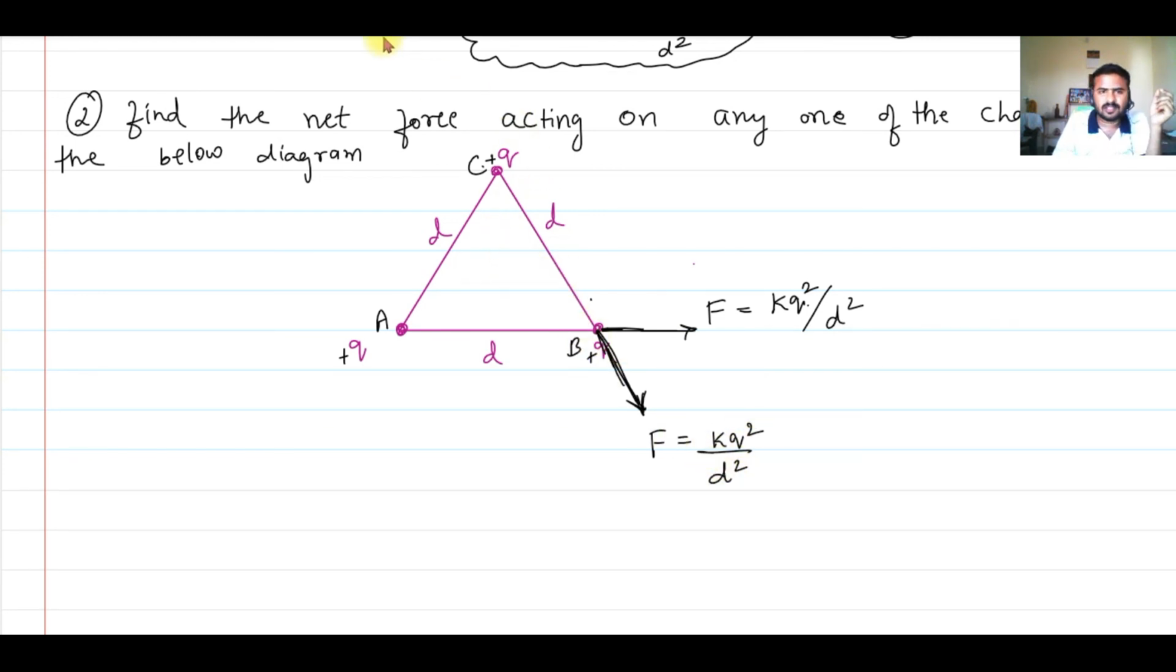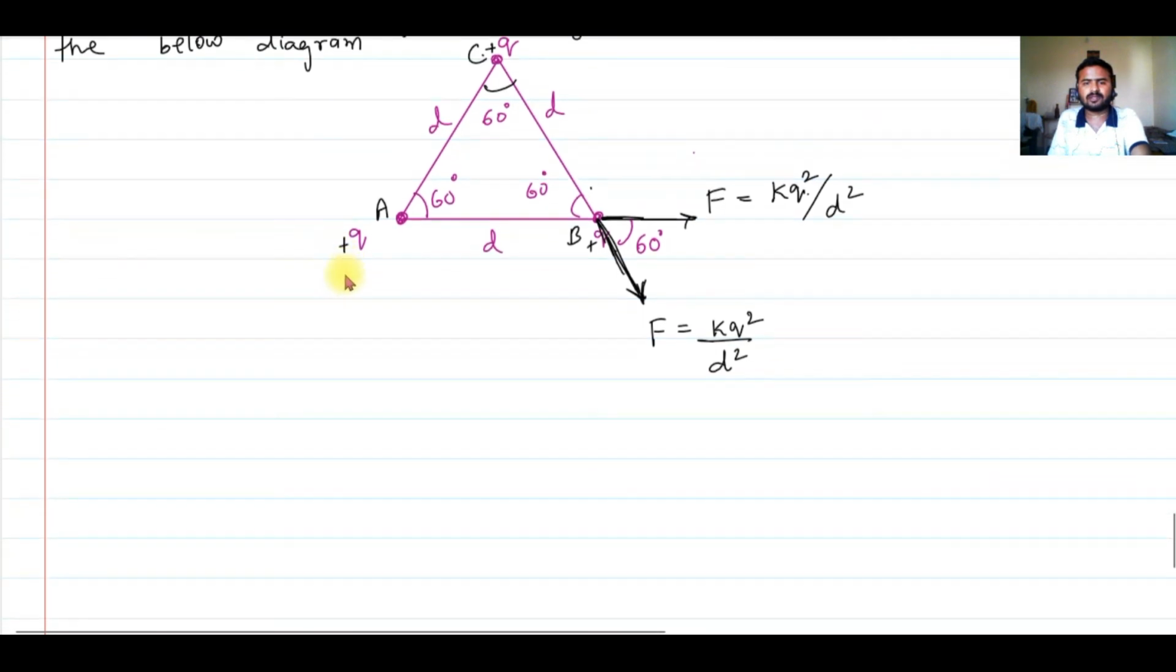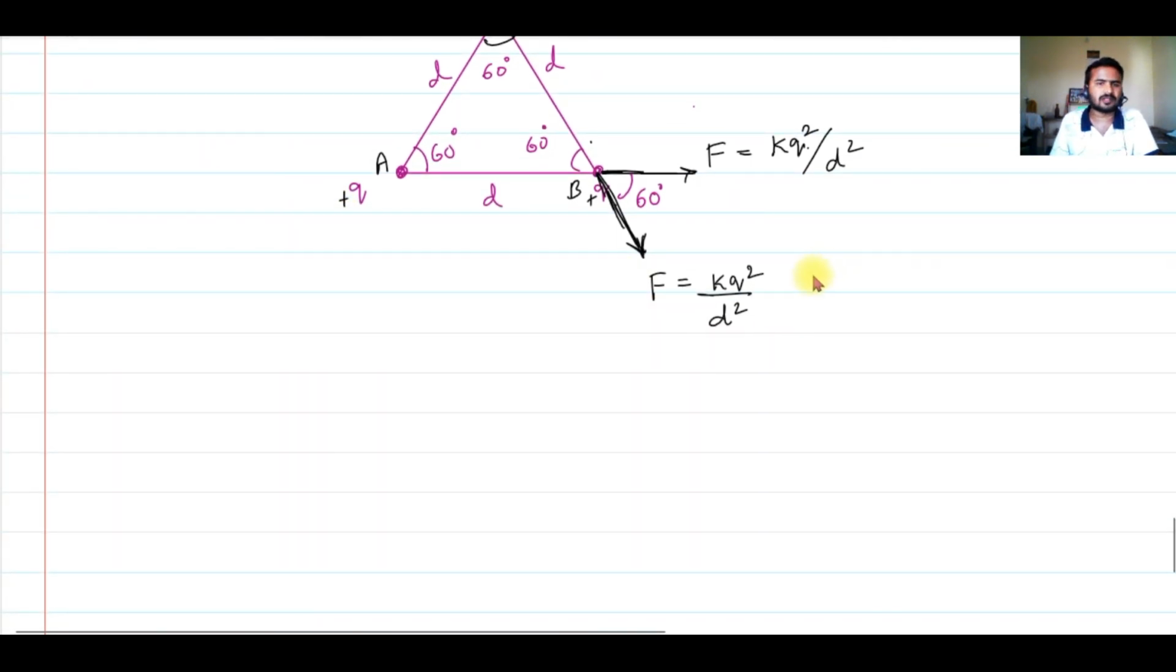Alright, now since they have said it is an equilateral triangle, all the angles will be 60 degrees. So that means here is also 60 degrees, and the angle between these two forces is also 60 degrees. And now how do you find the resultant? If you remember, in your 11th you have studied finding the resultant of two vectors, right? So the resultant is given by the root of a square plus b square plus 2ab cos theta, where a and b are the two vectors, or in this case the two forces, which are F and F, and the angle between those two forces is theta, 60 degrees in this case.